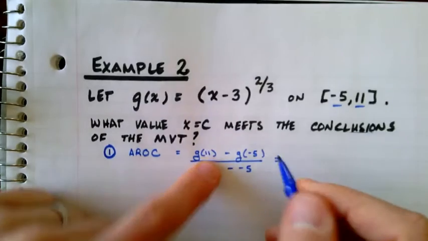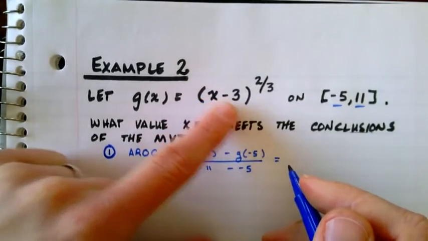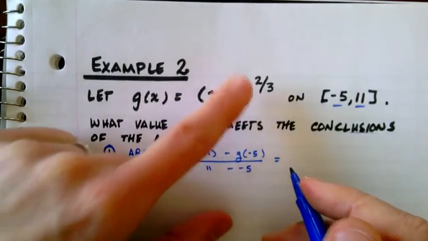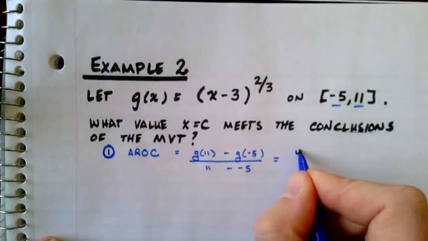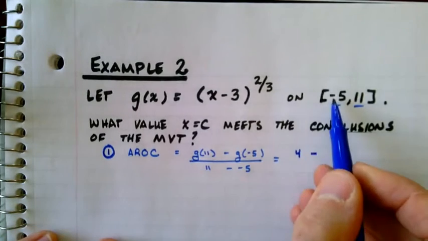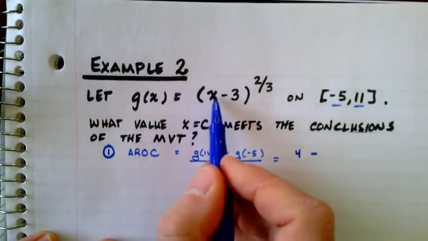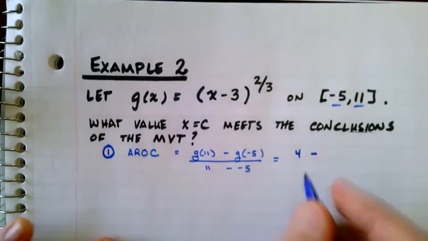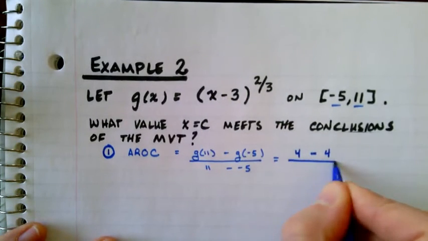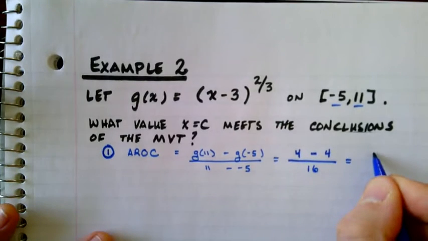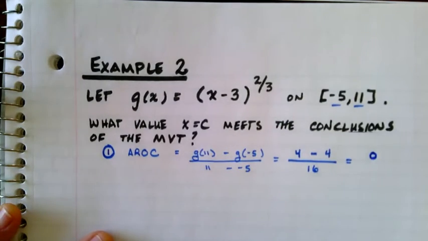So on top, if we plug 11 in here, 11 minus 3 is 8. 8 to the 2/3 power would be 2 squared, which is 4, minus, plug a -5 in, that's a -8. The cube root of -8 is -2. Squared is 4, and the denominator is 16, but that doesn't matter because the numerator is 0, so that means that our average rate of change is 0 on this interval.